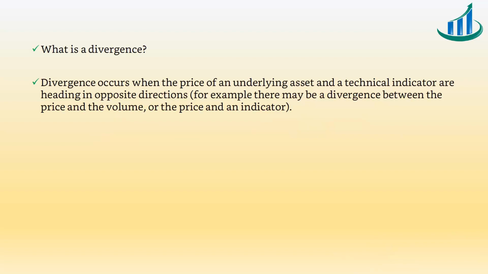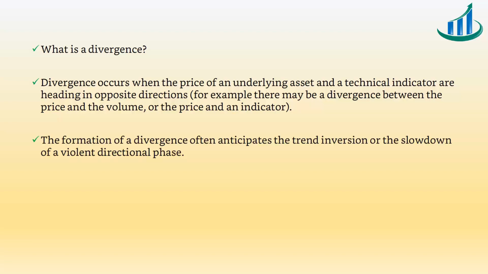Divergence occurs when the price of an underlying asset and a technical indicator are heading in opposite directions. For example, there may be a divergence between the price and the volume, or the price and an indicator. The formation of a divergence often anticipates the trend inversion or the slowdown of a violent directional phase.